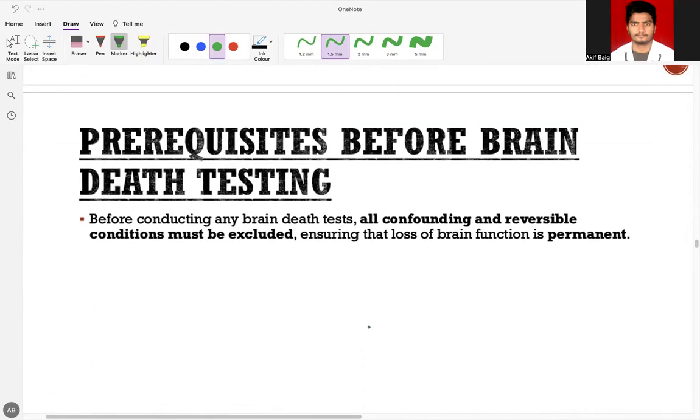The prerequisite before brain death testing is that before conducting any brain death test, all confounding and reversible conditions have to be looked at. Suppose a patient is unresponsive, all the reversible causes have to be looked after. Once all the reversible causes and confounding factors have been ruled out, then only you should try to analyze whether the patient is brain dead or not.